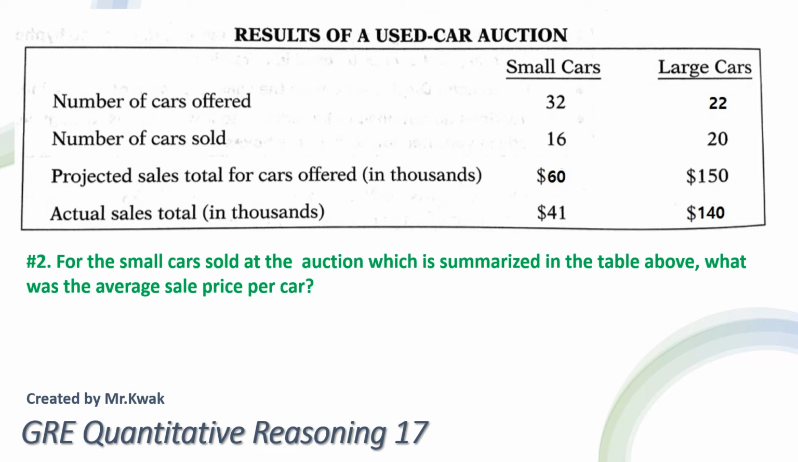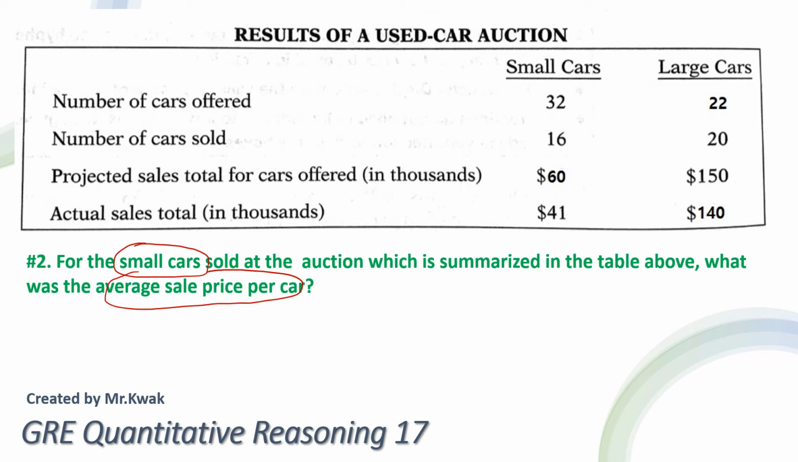Number 2. For the small cars sold at the auction that is summarized in the table above, what was the average sale price per car? So in that case, what is the keyword? Let's do that with the green color. Sorry, first of all, the red: small cars sold at the auction. The average sale price per car. Could it be the keyword from the question?